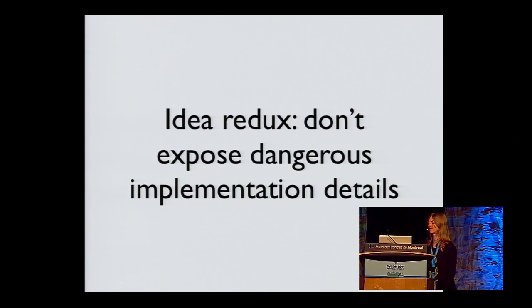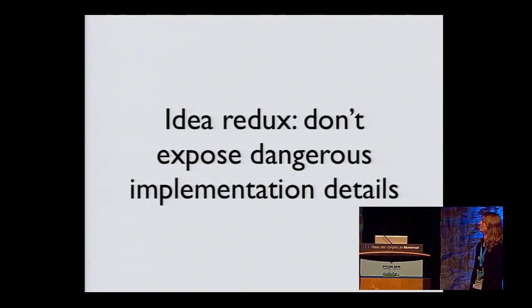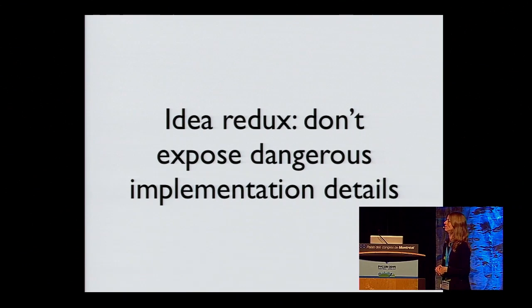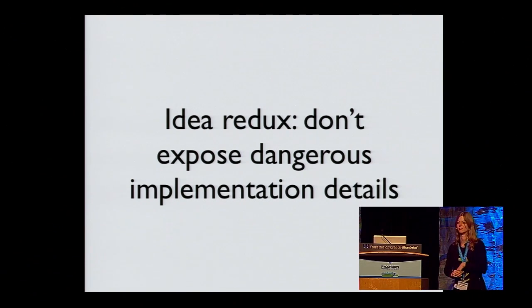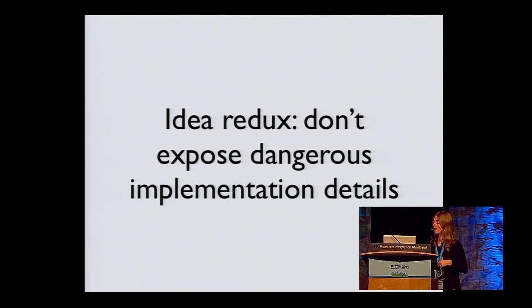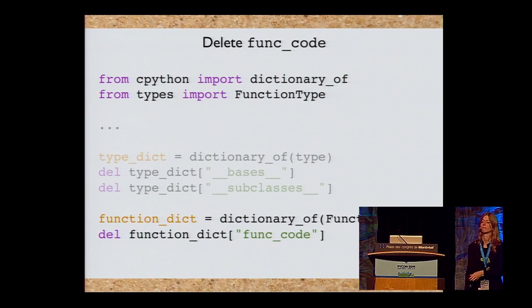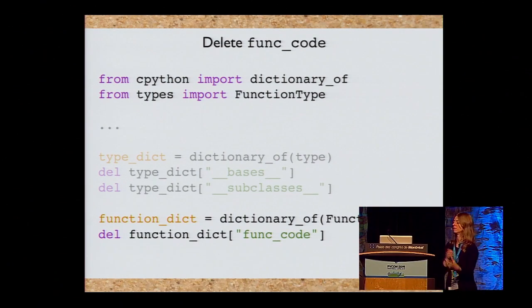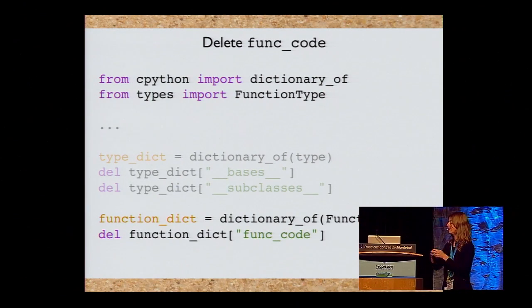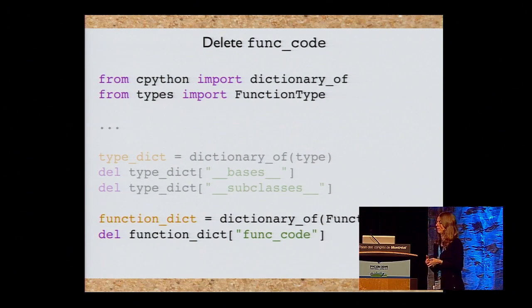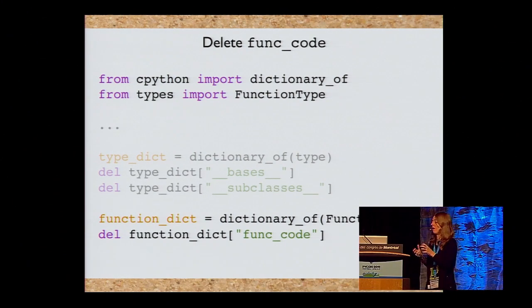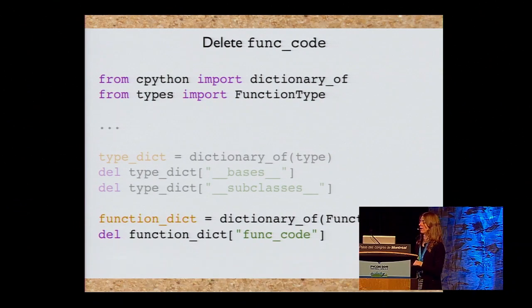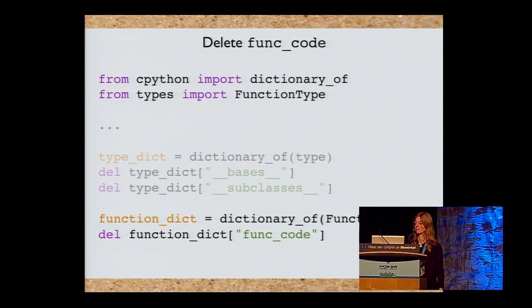OK, so this brings us back to an idea that we discussed before, which is that we've got to be careful about exposing potentially dangerous implementation details. Probably in the vast majority of use cases, our users don't need access to a func_code object. And actually, we can use the same ctypes trick from before to get rid of this. So we can use our dictionary function to pull out the attributes of the function type, and then delete func_code so it's not accessible anymore. Cool.